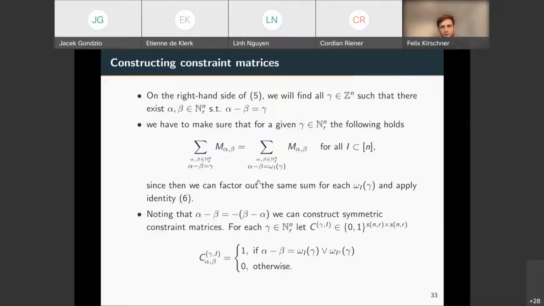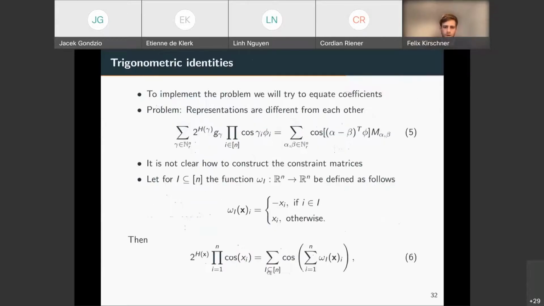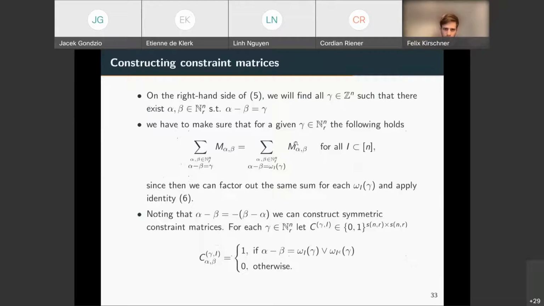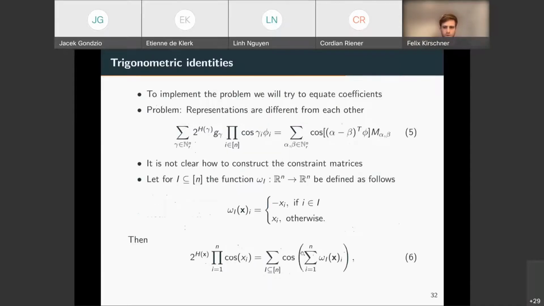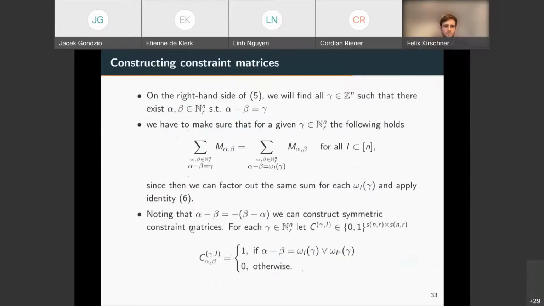Because if this is the case, we can basically factor out the same sum for each of those things here, and then apply identity 6, right? So if we look here, if for every i in N this sum is equal, then we can simply factor it out, and what we're left with is just applying that inequality, and we get the left-hand side, basically.